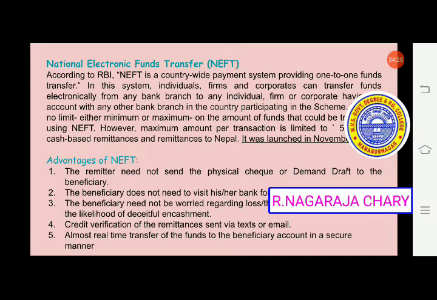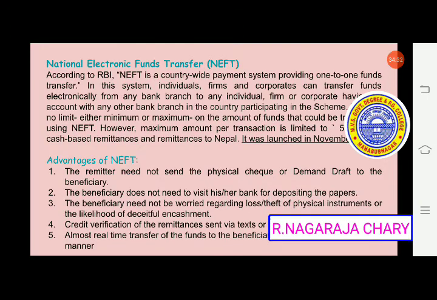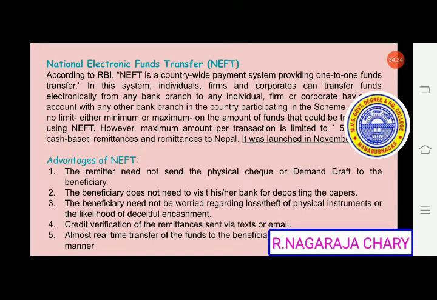Almost real-time transfer of the funds to the beneficiary account in a secure manner. So in a secure manner, it will be transferred from one firm to another firm, one place to another place, one person to another person. Except for Nepal transactions, for all the remaining there are no maximum and minimum limits. That is good.